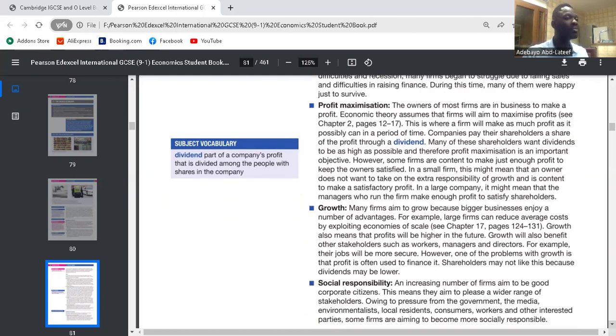So another objective, or aim, is growth and expansion. In the private sector, they might also aim at expanding their business locally or internationally. That's growth. Is it clear?